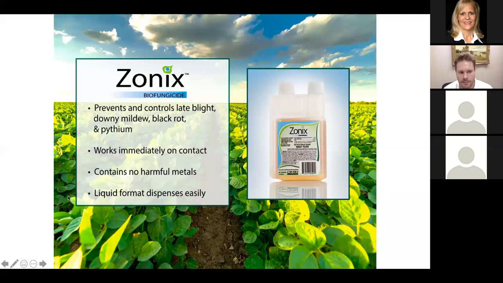Our Zonix biofungicide is widely effective in controlling fungal diseases such as late blight, downy mildew, black rot, and pythium. This product works immediately upon contact, does not contain any harmful metals, is OMRI listed, EPA registered, and sold in an easy-to-dispense bottle.